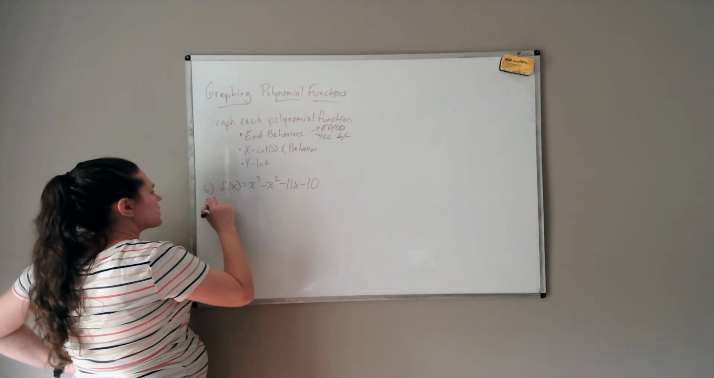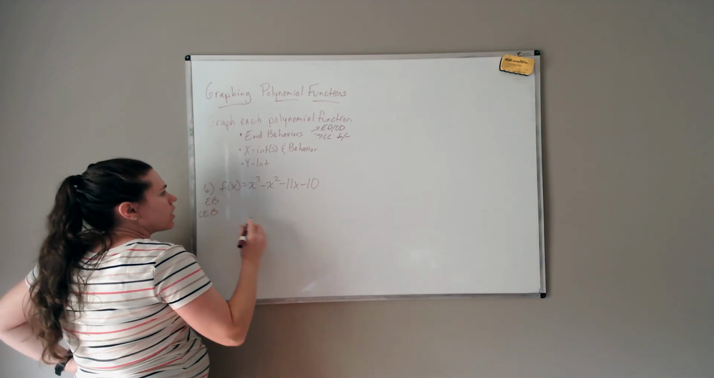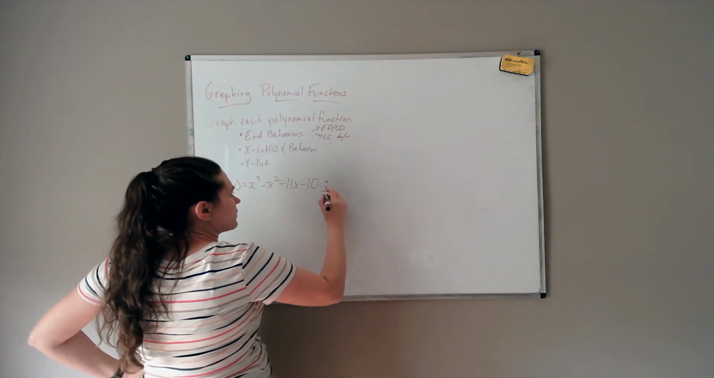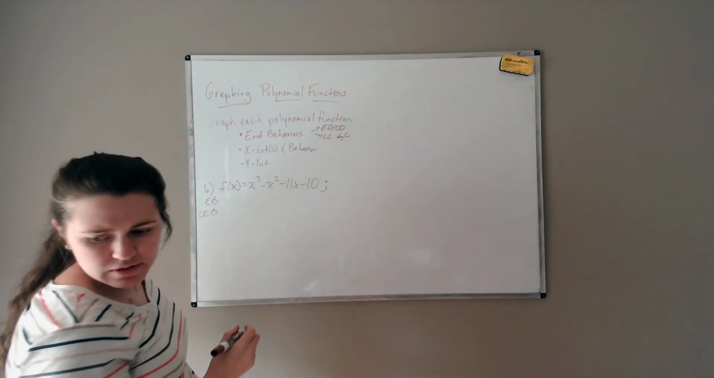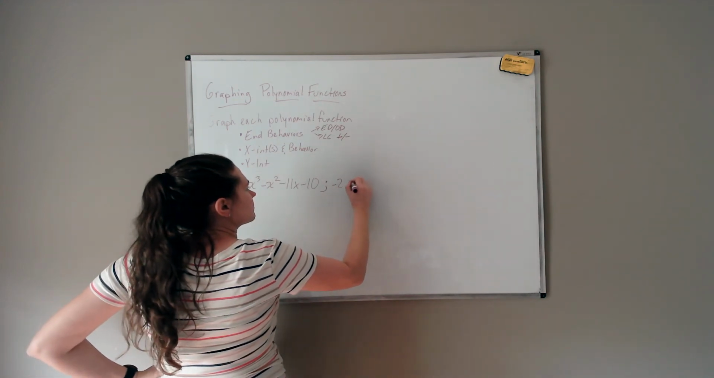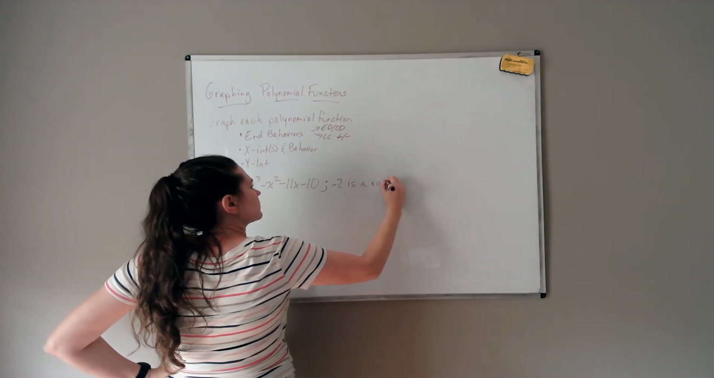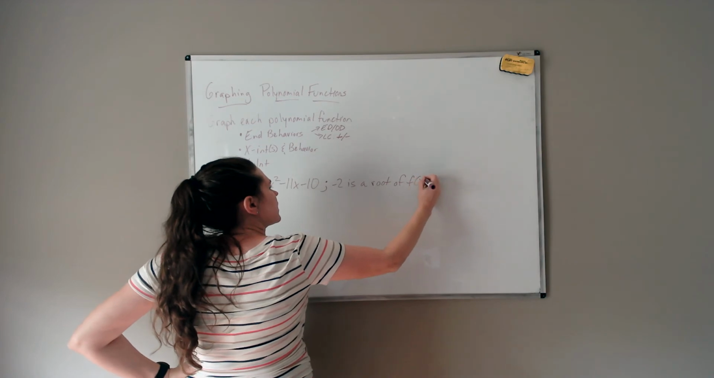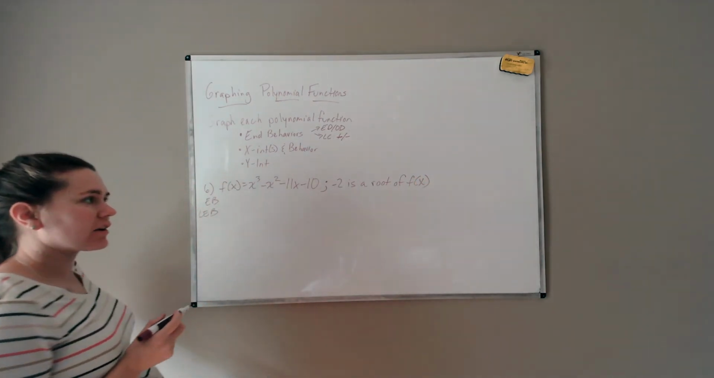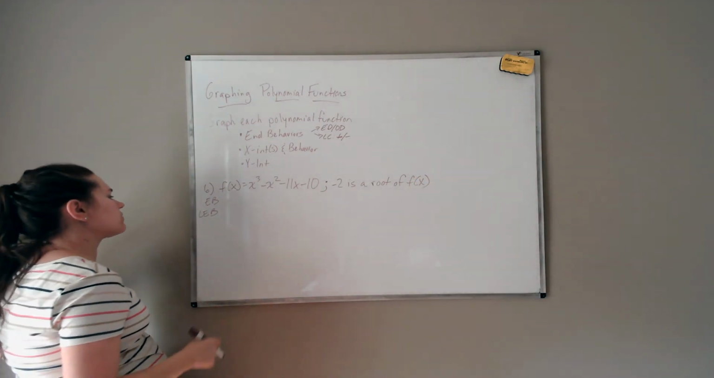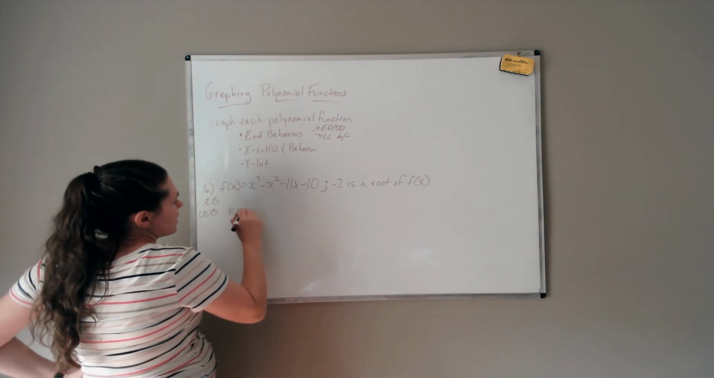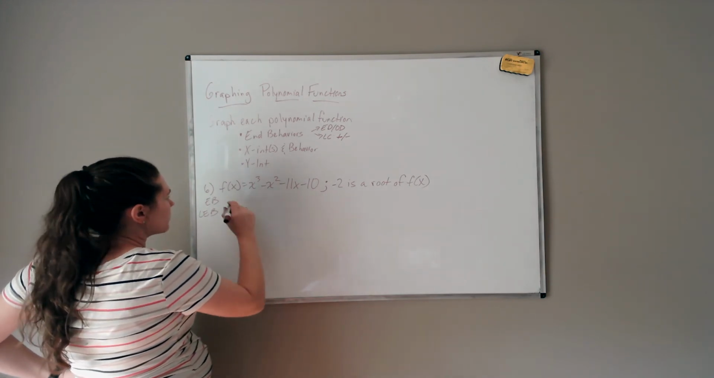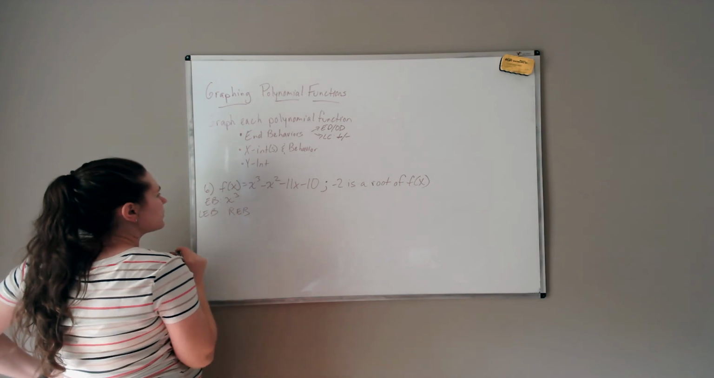So we start with the end behaviors. Oh, I forgot, I'm giving you a hint. I'm going to tell you that negative 2 is a root of f of x, okay? So that doesn't really mean anything for us in terms of the end behavior. What's the leading term here? The leading term is x to the third.